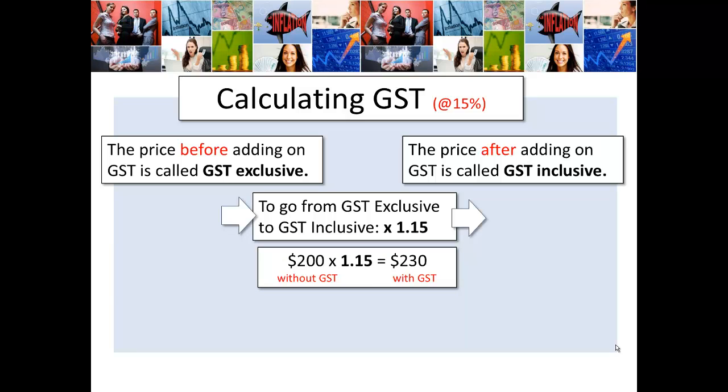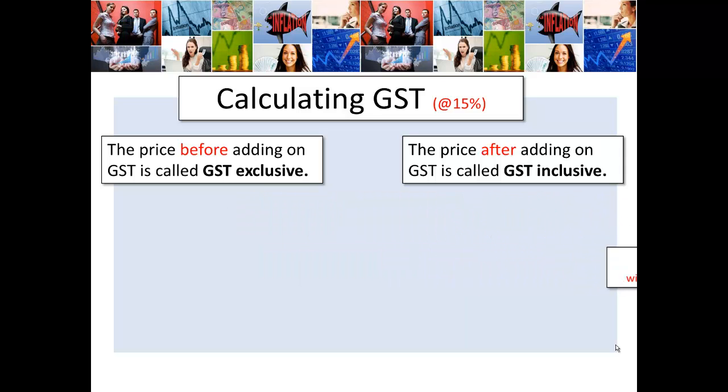So something that is going to be priced $200 without GST, how much does the business need to then charge for a GST inclusive price? They need to multiply that by 1.15. So the selling price there would be $230 with GST included in the price. And it's highly unusual for businesses in New Zealand to be pricing their products without including GST in the price.